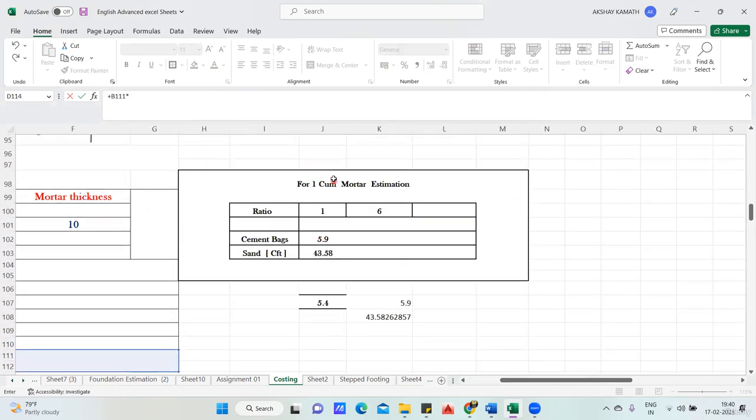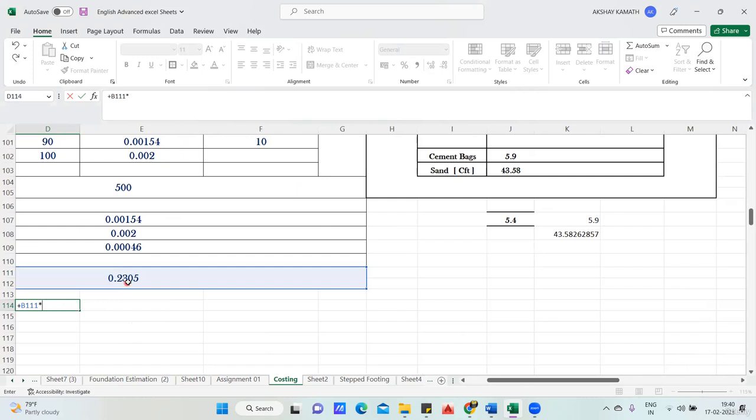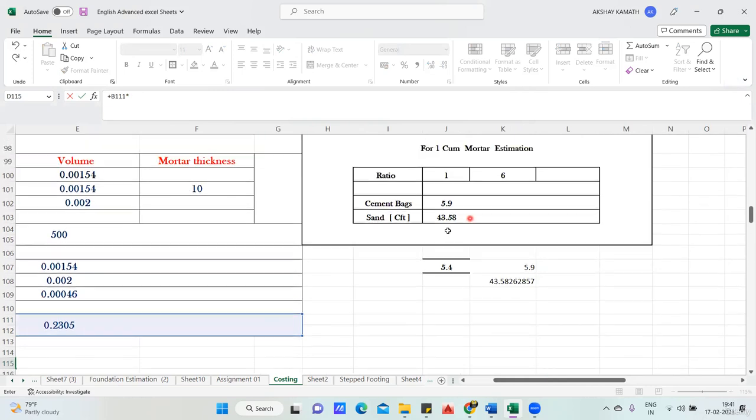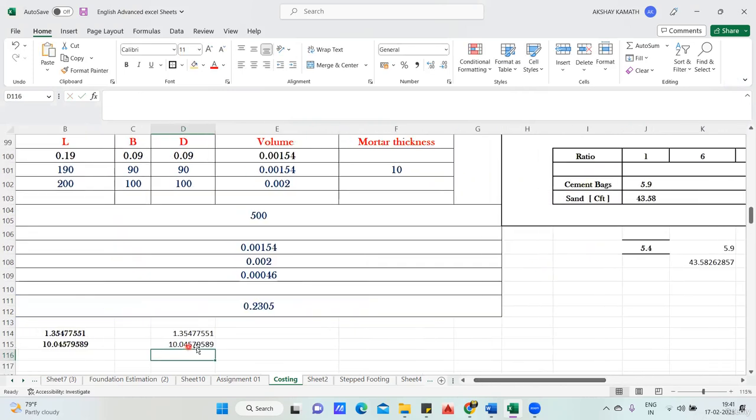Why? Whatever calculation I have done, this is constant. For 1 cubic meter I have done. For 1 cubic meter, if it is 5.9, for 0.2305, what I'll do? 0.2305 multiplied by 5.9, you will get 1.35 bags. Very simple. Similarly, sand. For 0.2305 cubic meter, I'll multiply by sand 43.58. I'll get how much? 10.04 CFT of sand is required. You're getting my point, no?